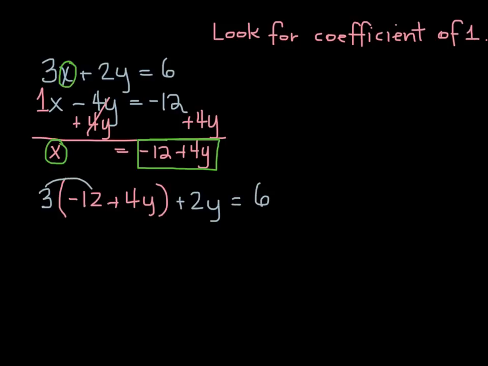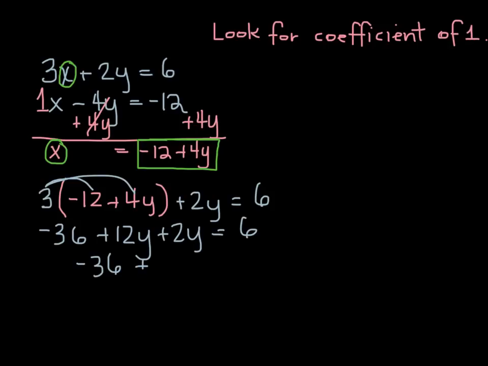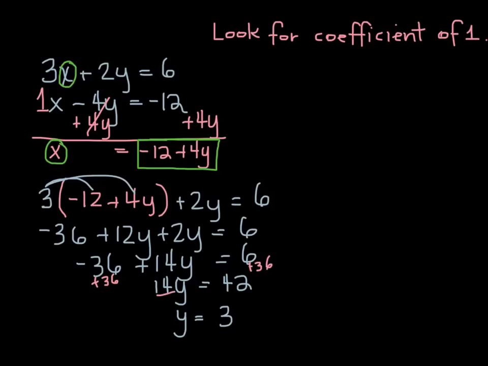I'm going to distribute. I'm going to combine like terms. I'm going to add that 36 over. And I'm going to divide by 14. Y equals 3. Okay, I'm going to stop writing all these little steps in between. So if you need to write it down, I added 36 here, and then I divided by 14.